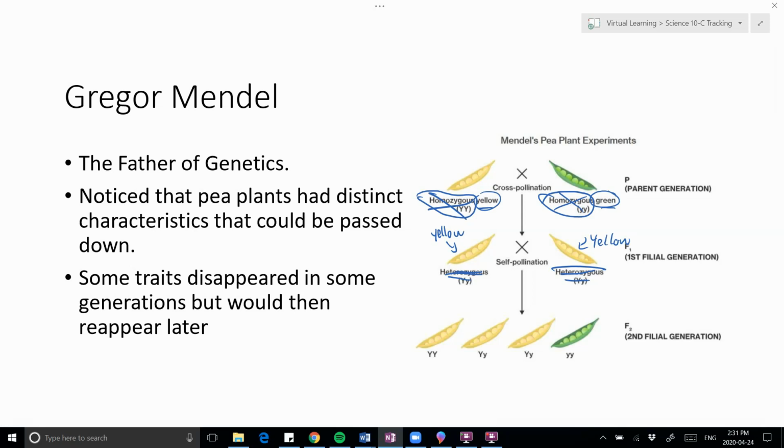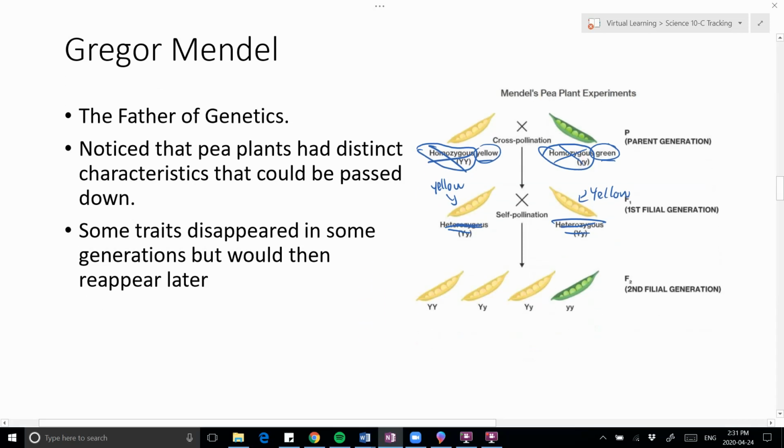And so he tried playing around with it, and what he did was then he pollinated the offspring. So he pollinated his new yellow plants. And what he found was in the next generation, green showed up again. Not as often as yellow would show up, but green did show up again in the next generation. So it disappeared and then came back.